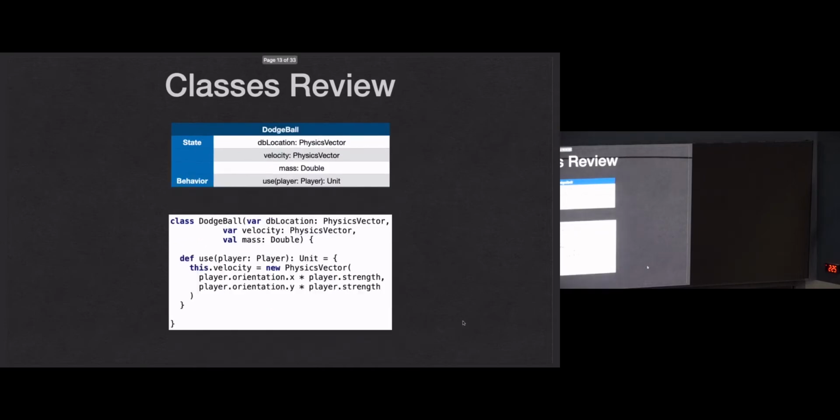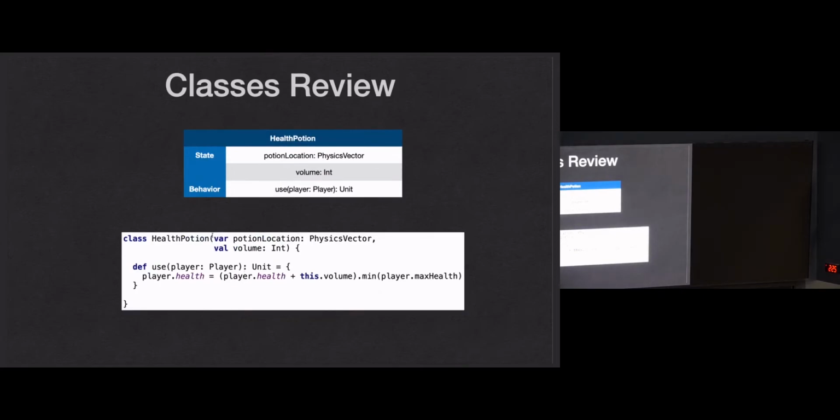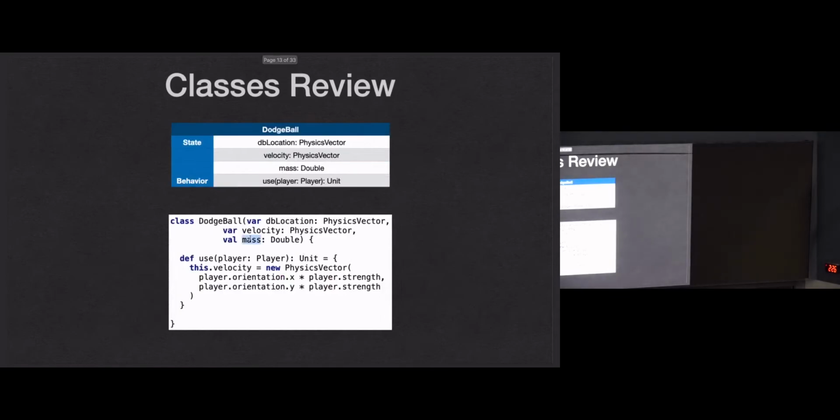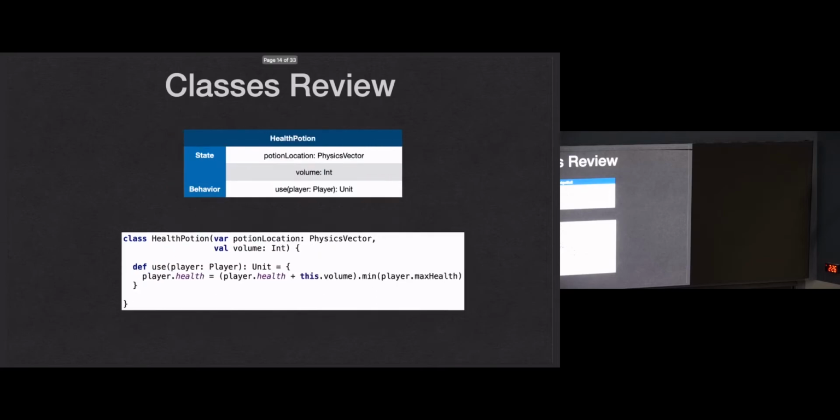Behavior is the same. So dodgeball, location, velocity, mass. Well, I want all of those to be able to be initialized through the constructor. So you're going to have to specify everything for a dodgeball. All goes in the constructor. And health potion, location, volume, all of the behavior. I'm going to throw it all in the constructor as parameters. So we can have different mass dodgeballs. If not, I wouldn't have had it as a variable, a state variable at all. I would have just had that hard-coded into the dodgeball class. That's what its mass is going to be.